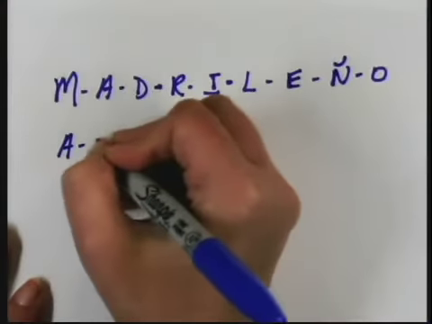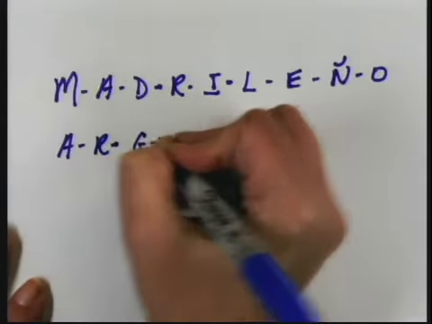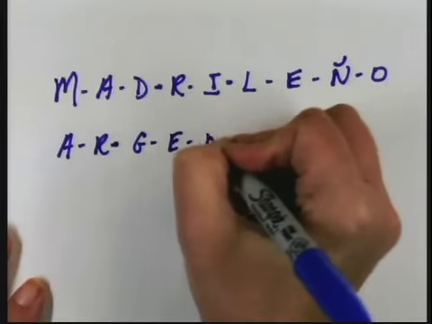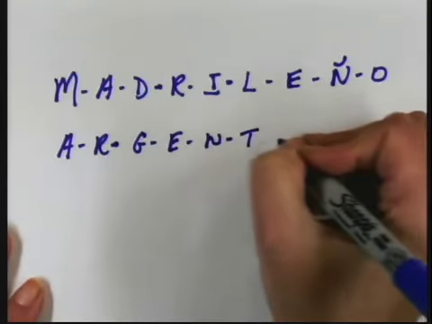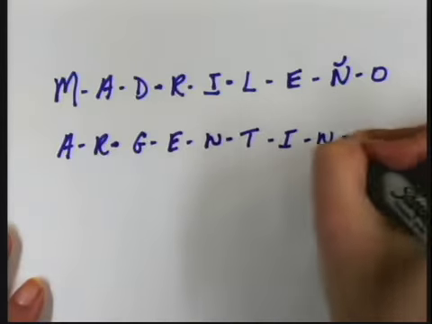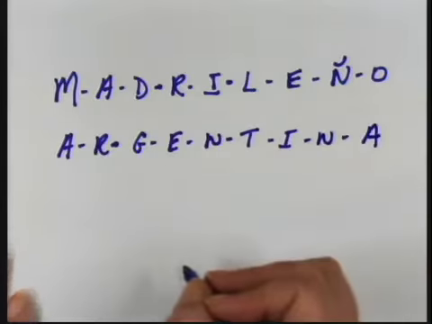Okay, last word. A, R, G, E, N, T, I, N, A. Did you guess which country that was? Let's do it together. A, R, G, E, N, T, I, N, A. Muy bien.